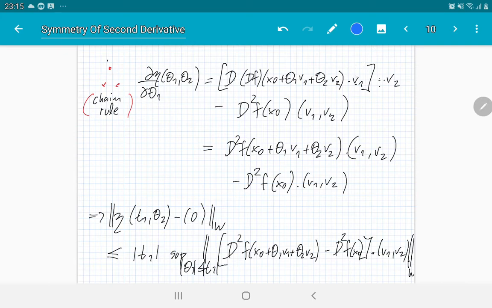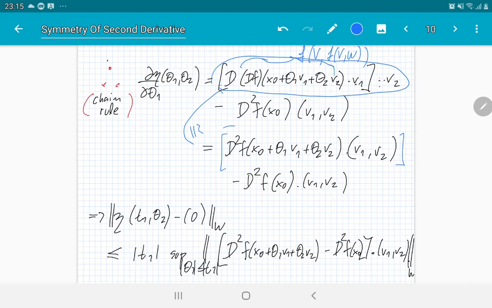Now there comes a critical juncture. Remember, what does this expression mean? Well, this guy here, the derivative of the derivative, is a linear transformation from V to the set of bounded linear transformations from V to W. And we know there's this isomorphism that allows us to switch from ddf to d2f, which converts a bounded linear transformation from V to L(V,W) into a bounded bilinear transformation, which is d2f. So this whole thing becomes this whole thing here. So I have d2f computed at x naught plus theta 1 v1 plus theta 2 v2, applied to v1 and v2, minus the second derivative at x naught applied to the same pair of vectors.